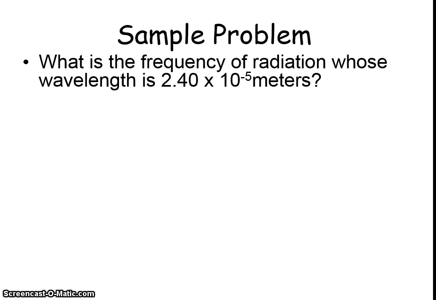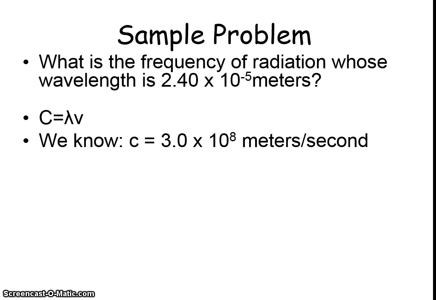So let's just suppose that we have the question, what is the frequency of radiation if the wavelength is 2.40 times 10 to the negative 5th meters? Okay, so here's our formula. We know already our constant, and so for these problems it's going to be pretty easy because you're always going to be given one, and you're going to be solving for the one that's missing. So every single time you're basically going to take the speed of light and divide it by the one that you have, and that will give you the one that you're missing.